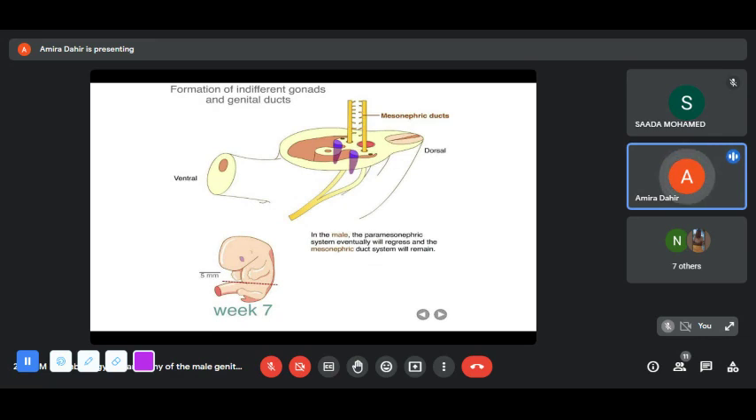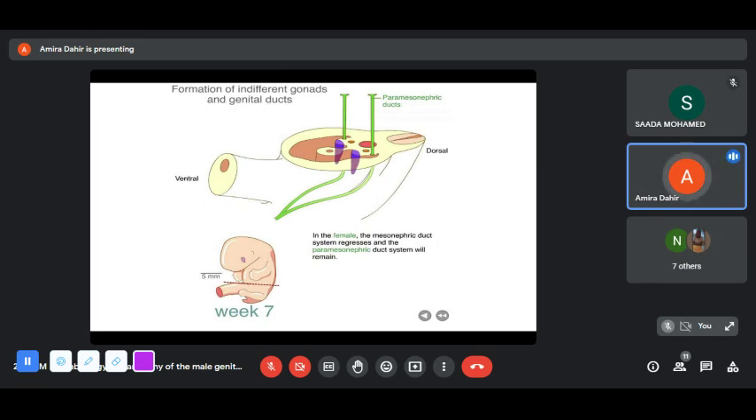In the male, the paramesonephric system eventually will regress, and the mesonephric duct system will remain. In the female, the mesonephric duct system regresses and the paramesonephric duct system will remain.